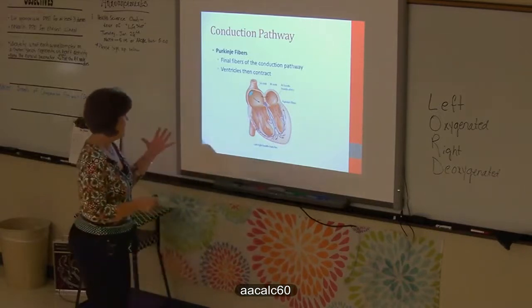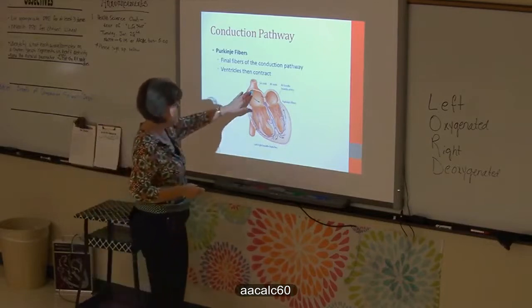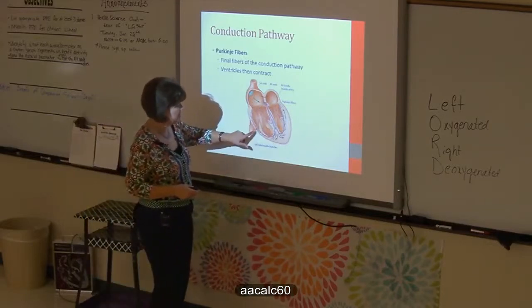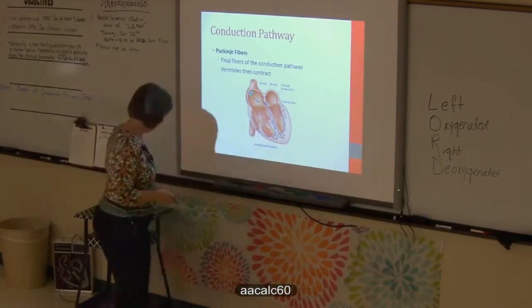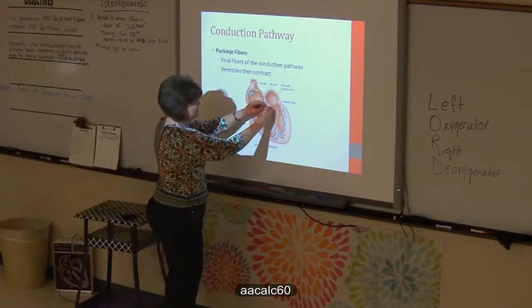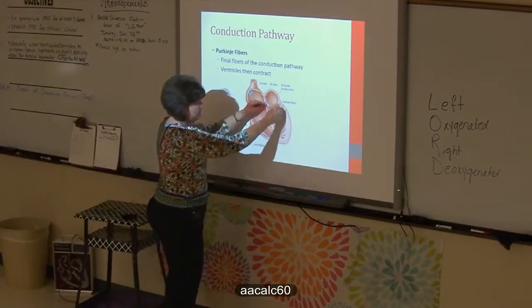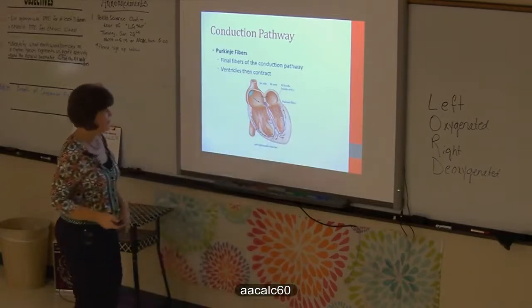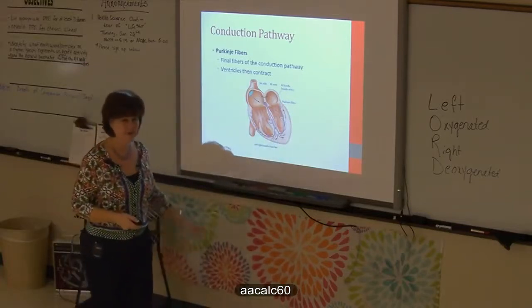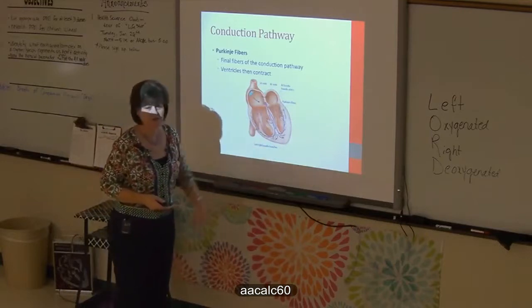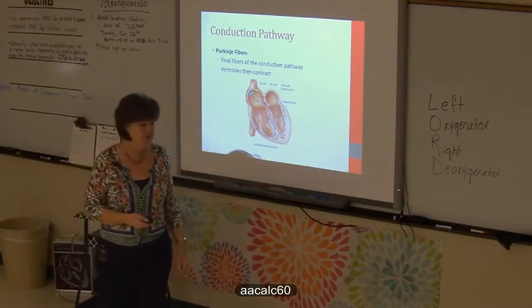Okay? So there's five steps, I believe. The SA node, the AV node, the bundle of His, the bundle branches, and the Purkinje fibers. So that's what causes it. So the atria contract, and then the stimulus comes here. It feeds through the ventricles, and the ventricles contract. You will need to know those steps in order as well. So make sure that you have an understanding of what those are and the cycle that they go through.